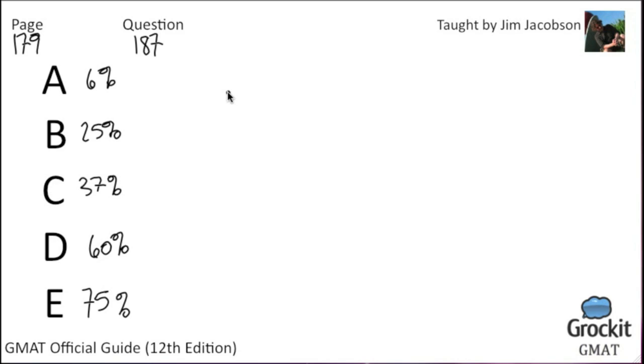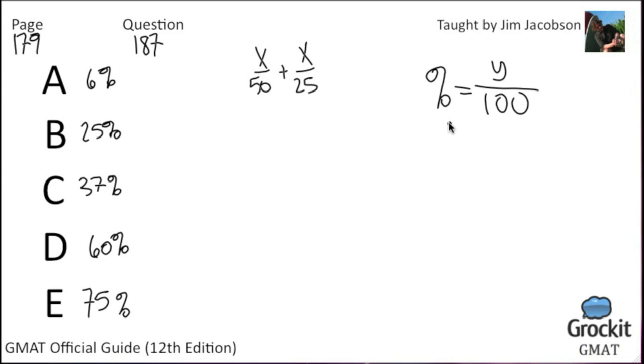Okay, so if X is greater than 0, X over 50 plus X over 25 is what percent of X? So remember that percent equals, we'll use Y because X is already being used, some number over 100. That's what percent means. It's a number per 100. The cent in percent is related to our word century. It's from the Latin word for 100. So percent is just shorthand for saying out of 100.